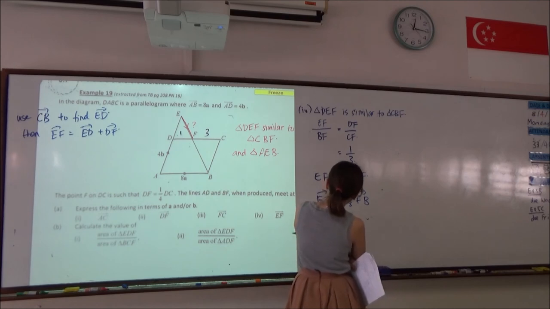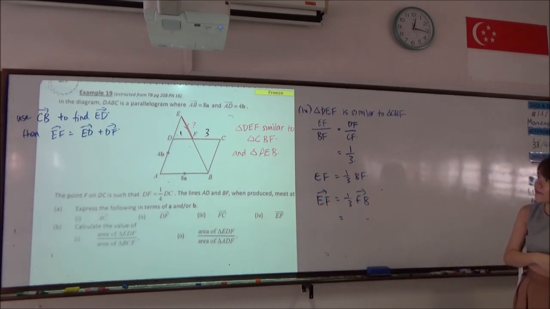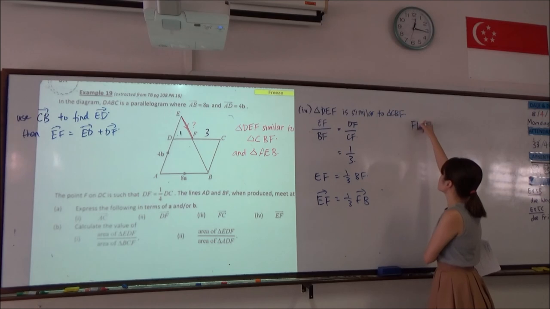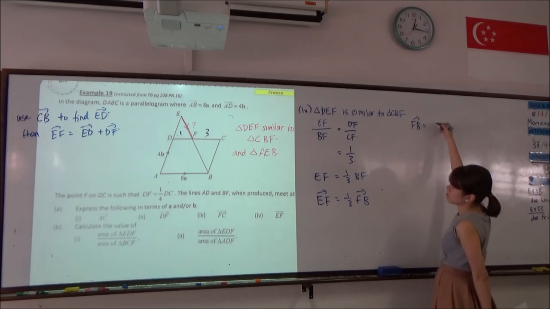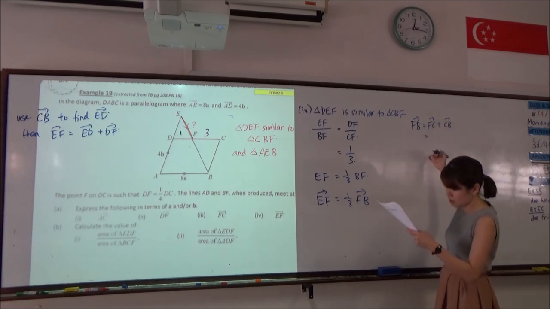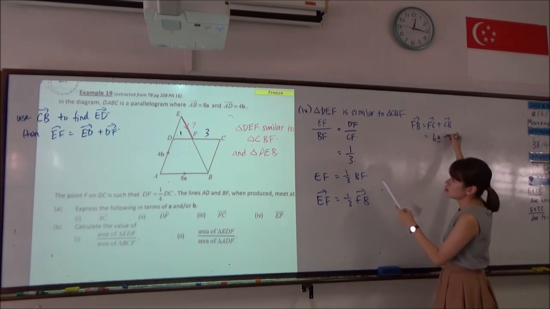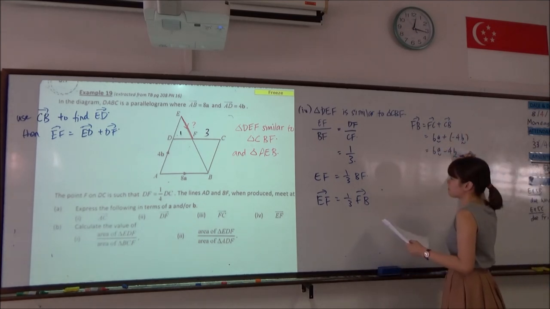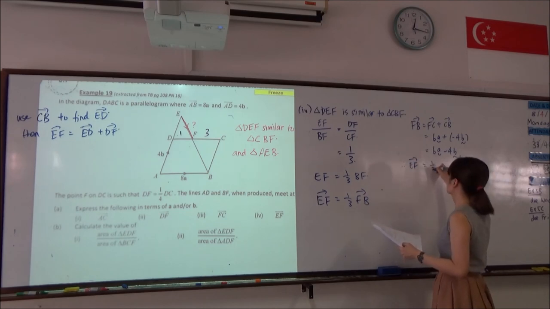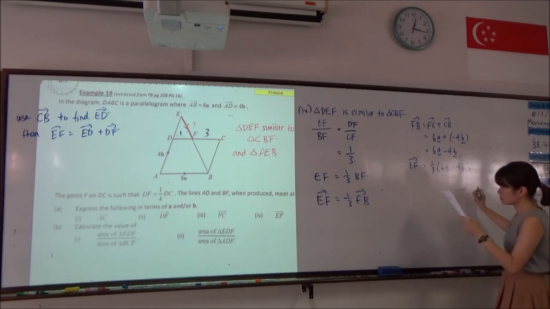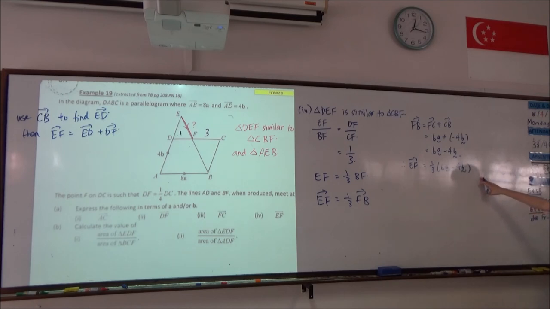Then after that, what did I look at over here? So EF is equal to 1 third of FB. What is FB? FC plus CB. FC we have found in part 3, right? So it is 6a, and CB is actually negative 4b. So therefore, EF will be equal to 1 third of 6a minus 4b. Right? Let me try that option.